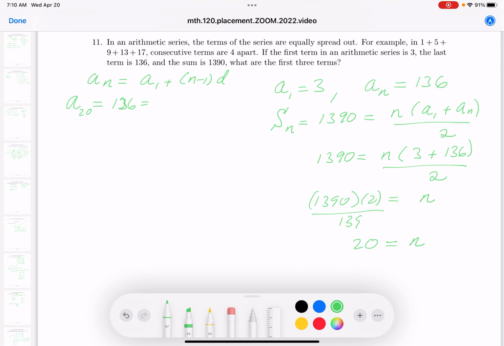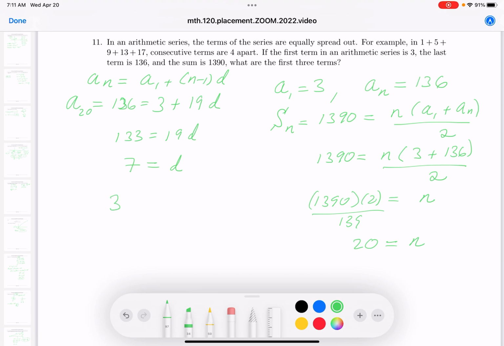Well, what's A1? A1 is 3. What's n minus 1? It's 19d. Right, I think I can figure out d. Now, someone says, why do you need d? So I can get the next term, the next term, the next term. It's going to be 133 equals 19d. And I bet d is going to turn out to be a nice number. What number does it turn out to be? Let's see. I'm going to say 7. Let's see, 70 and 63. Yeah, d is 7.